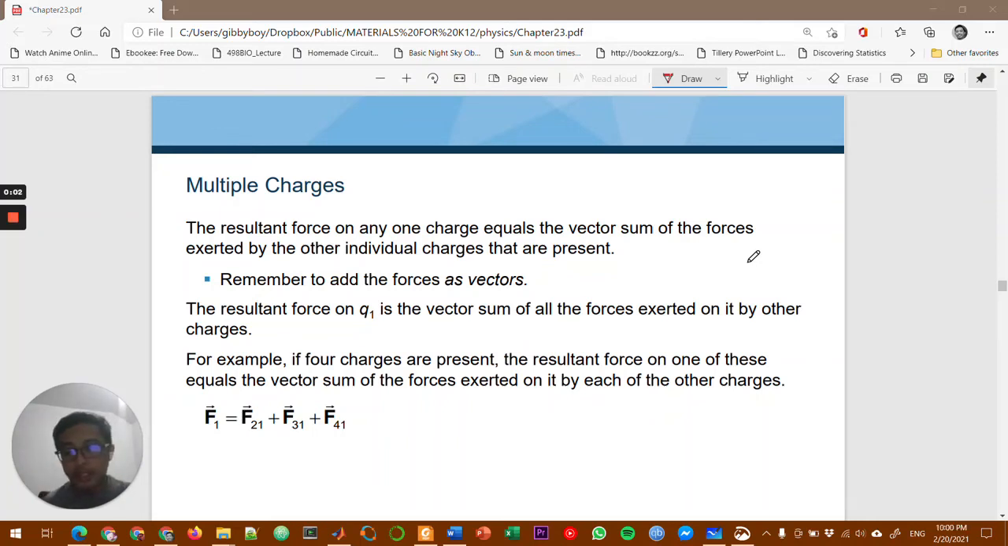Okay, welcome back once again sa ato ang class. This is a continuation of the previous discussion sa previous video. So we are now dealing with multiple charges.